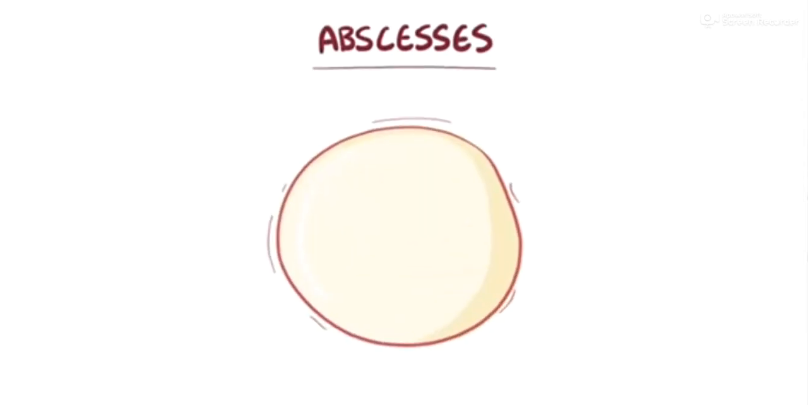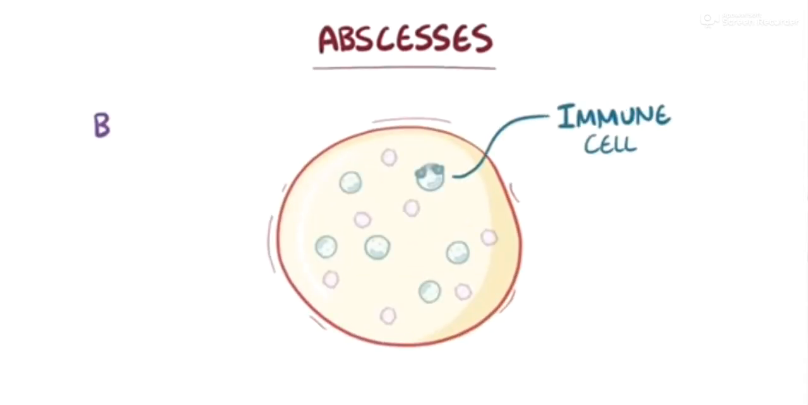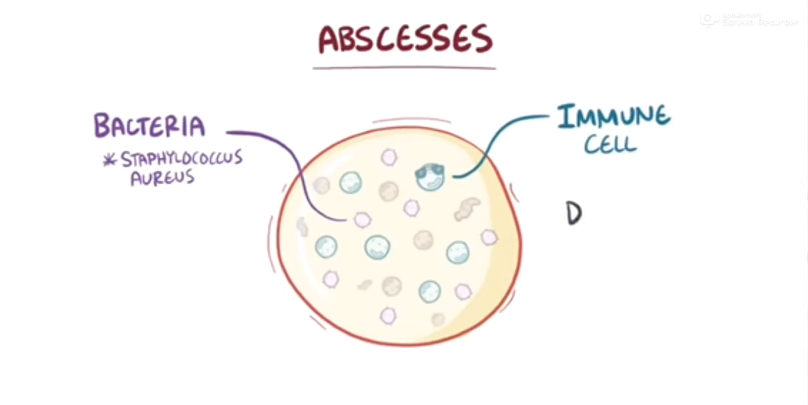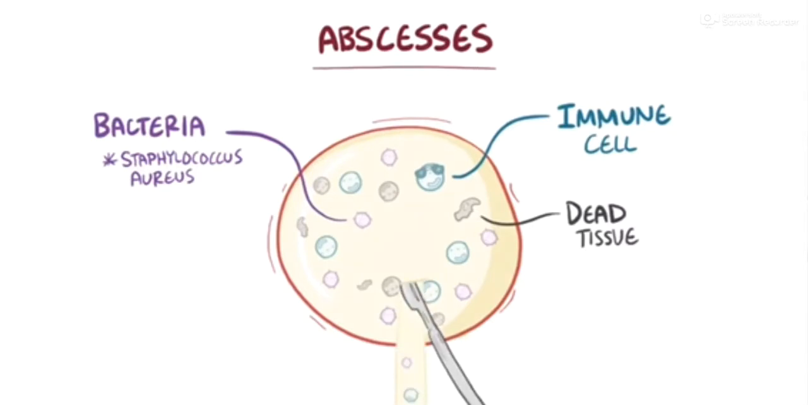Alright, as a quick recap, abscesses are a fun mix of immune cells, pathogens like the bacteria Staphylococcus aureus, and dead tissue. Because there's no blood supply to the middle of an abscess to deliver antibiotics, it usually needs to be cut open so that the pus can drain out.